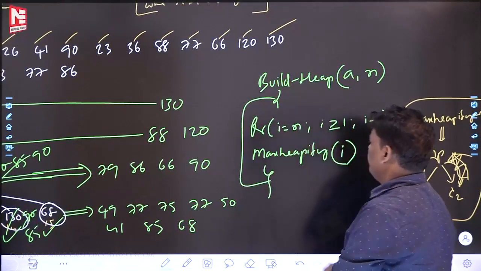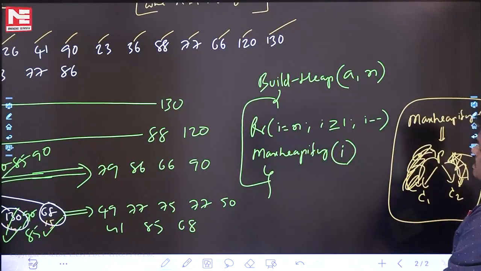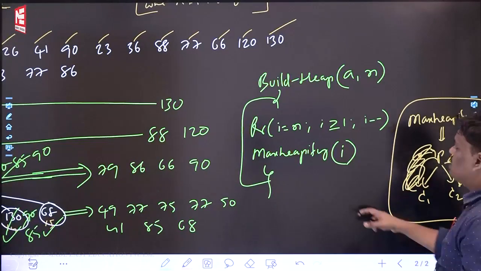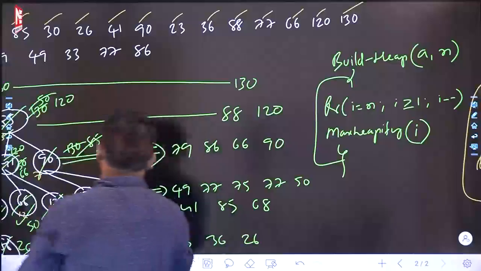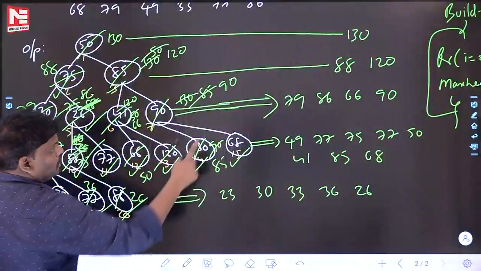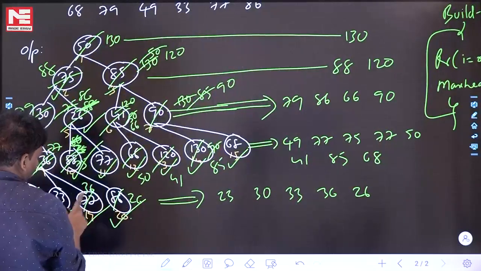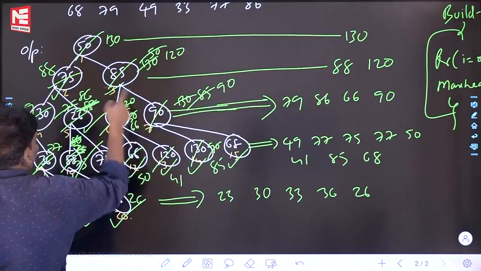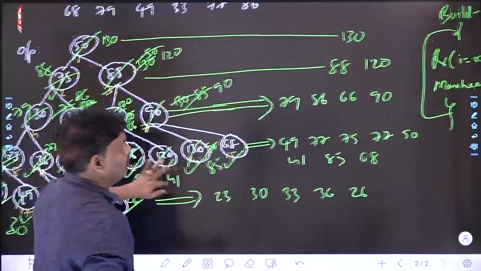At every i, apply max heapify procedure. What is the meaning of n? Position. At the nth place, apply max heapify procedure. N value how much here? 20. 20 apply max heapify procedure. Next one 19 apply max heapify procedure. Continue until 1 will come. This is the program.